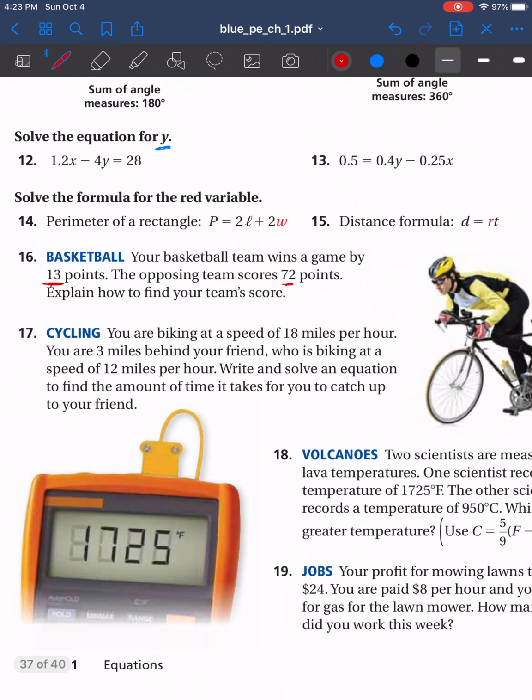Number 17. You are biking at a speed of 18 miles per hour. Okay? You are 3 miles behind your friend who is biking at a speed of 12 miles per hour.